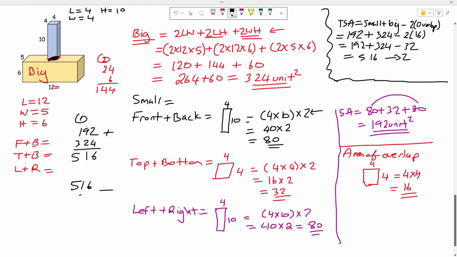516 minus 32. 6 minus 2 is 4. 1 will change to 11. 5 will change to 4. 11 minus 3 is 8. And then we have 4. So our final answer is 484 units square. Alright guys, now that is how we would find the surface area of this composite shape.